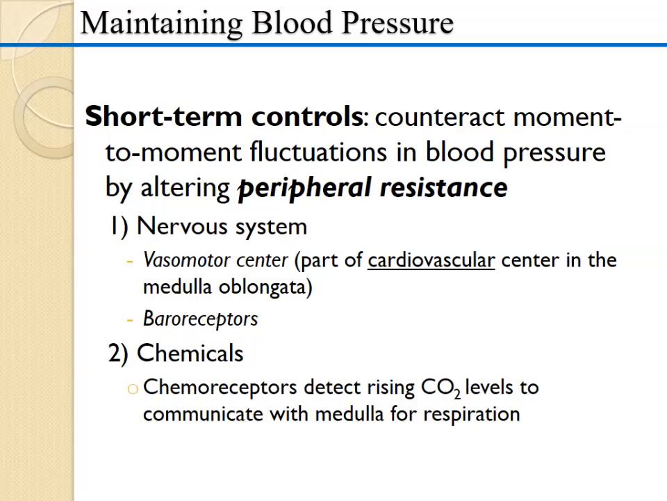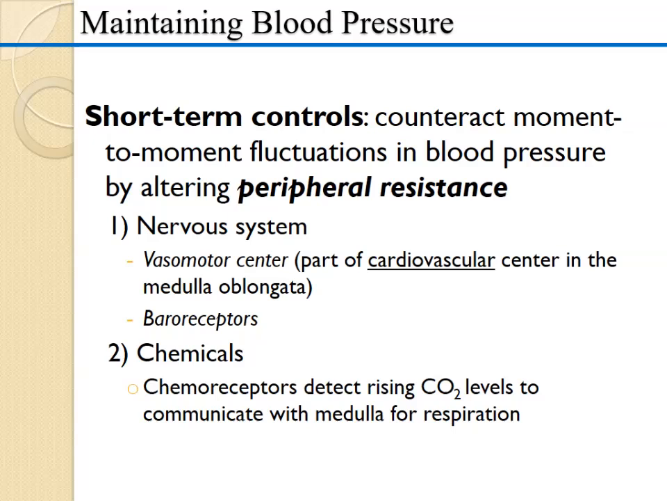Chemoreceptors can also detect rising CO2 levels. So that's the big idea in these chemoreceptors we have, like in the carotids, and there are some in the aorta too. They're sensitive to O2, but they're more sensitive to CO2. That will immediately communicate with the medulla to set the rate for respiration.